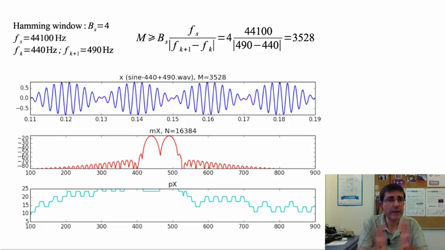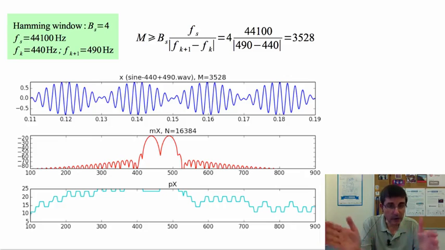So let's show an example. Let's start from a given window, like the Hamming window, that B sub s is equal to 4, so the main lobe width is equal to 4, and we have a given sampling rate, and we have two particular frequencies that we want to distinguish, the ones we showed before, 440 Hertz and 490 Hertz. So the difference is this 50 Hertz.